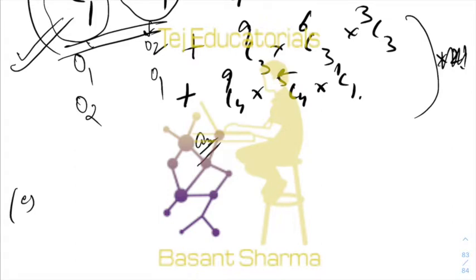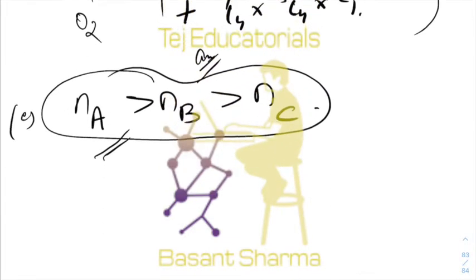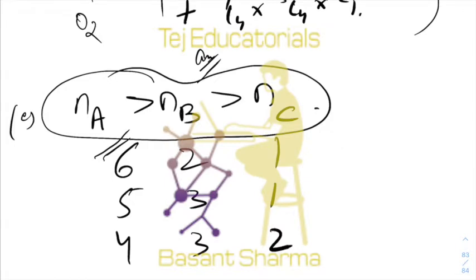Now suppose I say that the number of objects given to A should be greater than the number of objects given to B, and the number of objects given to B should be greater than the number of objects given to C. Suppose we want to find the number of ways in which you can distribute the 9 objects amongst A, B, C such that this condition is satisfied. Then again this is quite simple. What are the possible distributions? A can get 6, B can get 2, C can get 1, or 5, 3, 1, or 4, 3, 2. These are the only possible distributions.